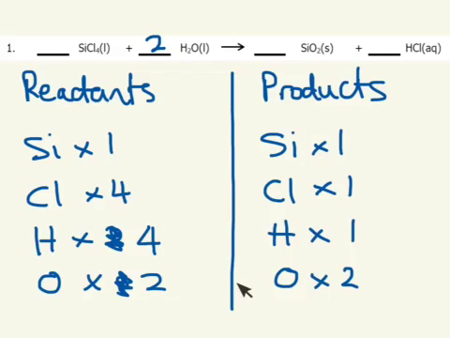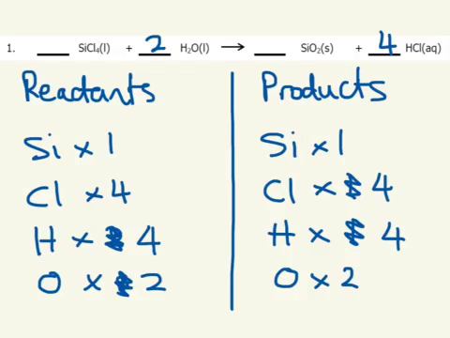My next process will be to see if I can fix my chlorine. So for chlorine, I've got 4 over here, only 1 over here. So if I go up to here and put a 4 here, that will change this one to a 4. So I put a 4 here, and this changes to a 4, and so does the hydrogen.